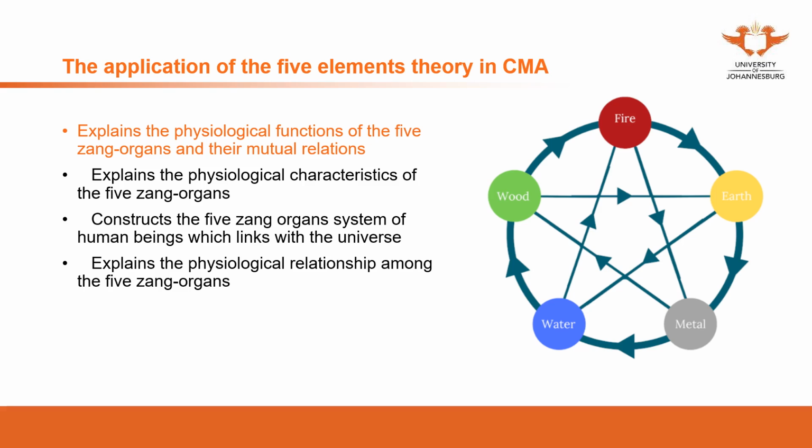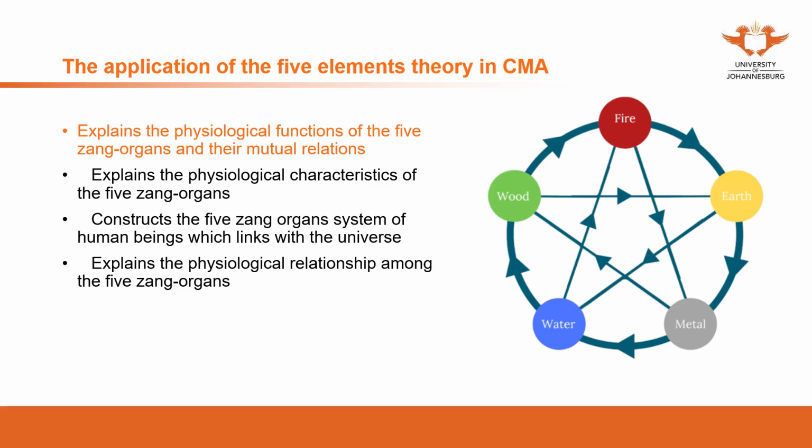In Chinese medicine, the five-element theory is widely applied in the explanations of the physiology and pathology. Since 黄帝内经, the physiology of Chinese medicine is based on the five zang organs, which is established according to the five-element theory.